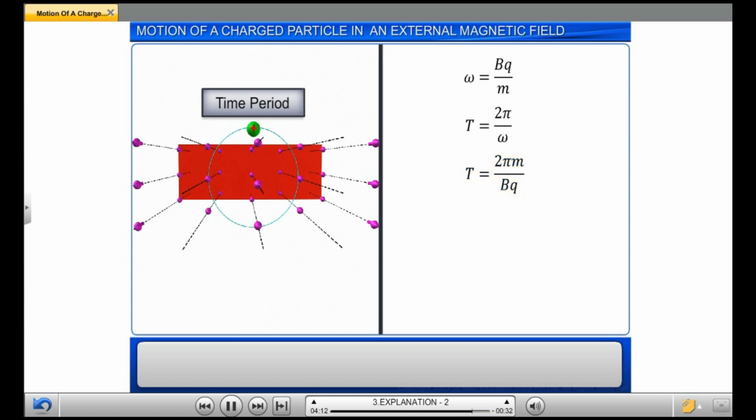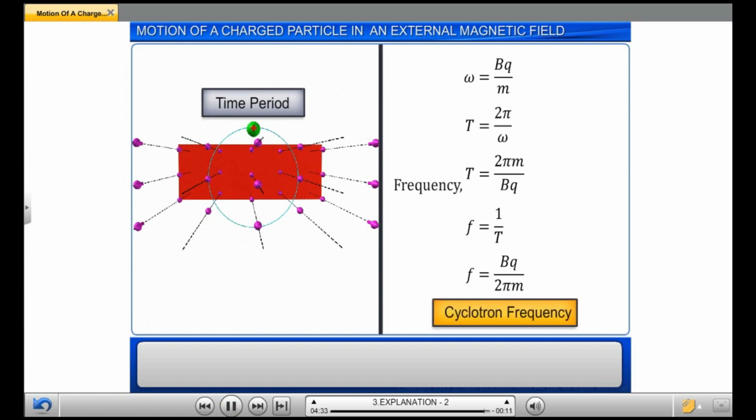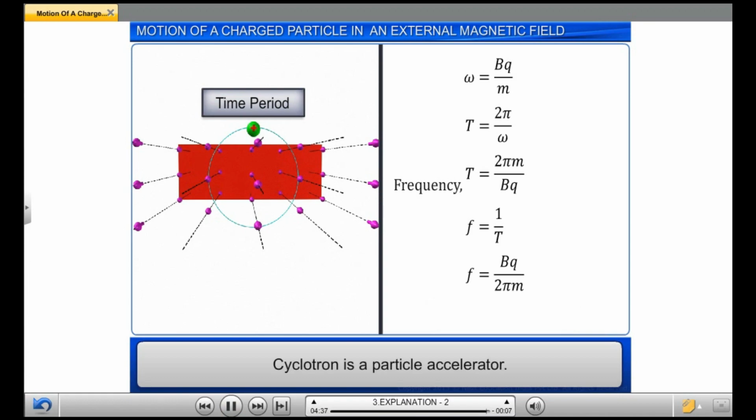The reciprocal of time period is called frequency. That is, f is equal to 1 by T. Substituting T in the expression, we get f is equal to Bq by 2 pi m. This frequency is called cyclotron frequency. Cyclotron is a particle accelerator, which we will discuss in another module.